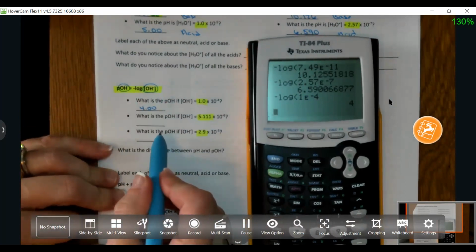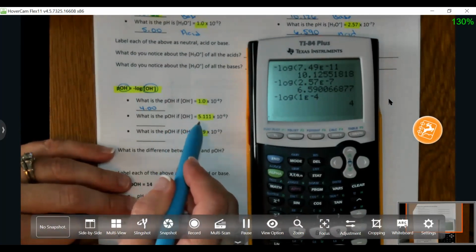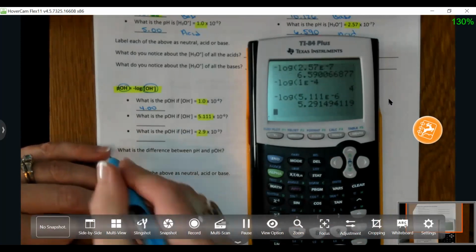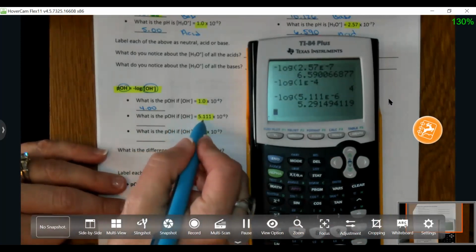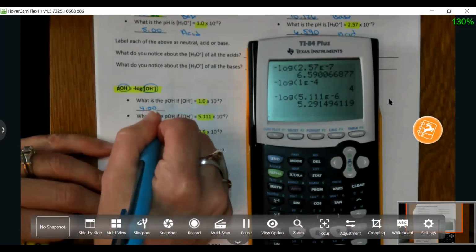The pOH, if the hydroxide ion concentration is 5.111, so I have negative log 5.111 second E negative 6. So I need to have 4 numbers after my decimal point. So my answer would be 5.2915.